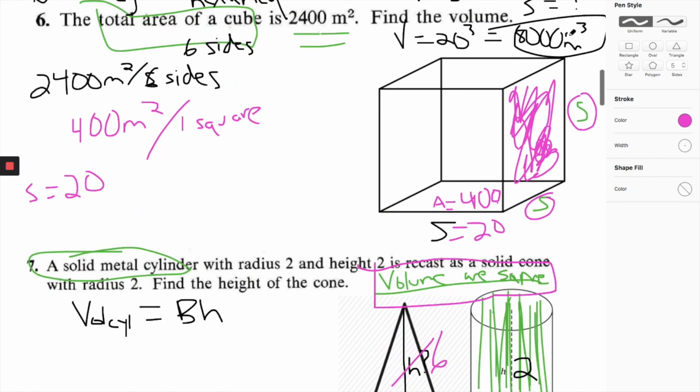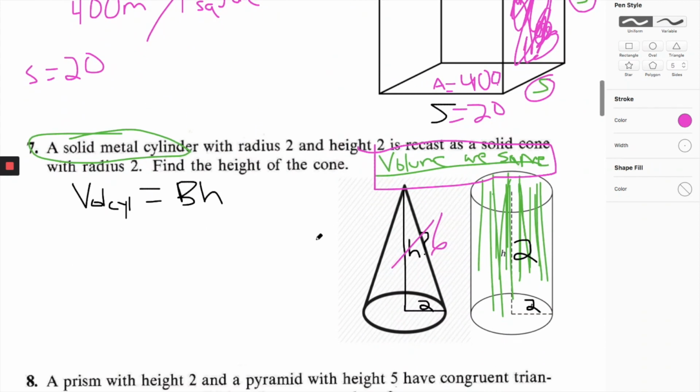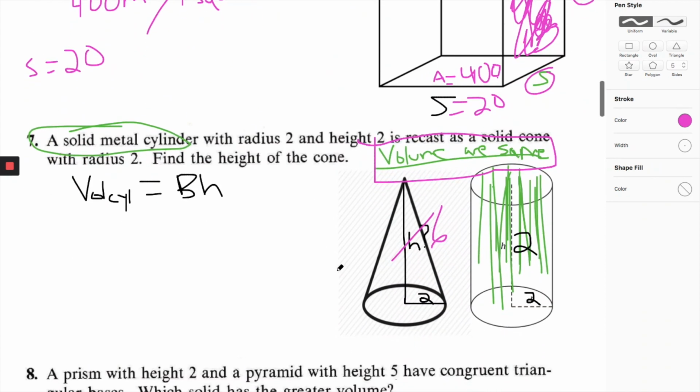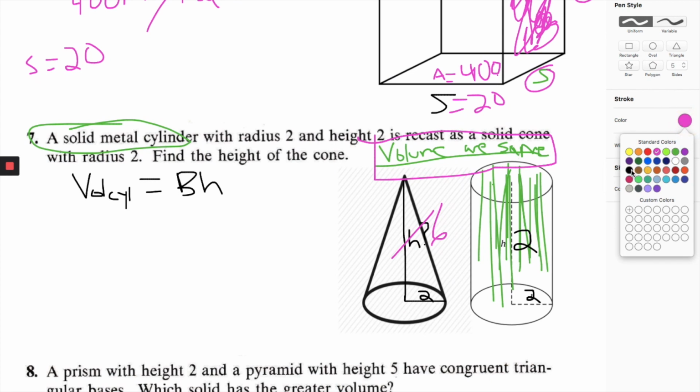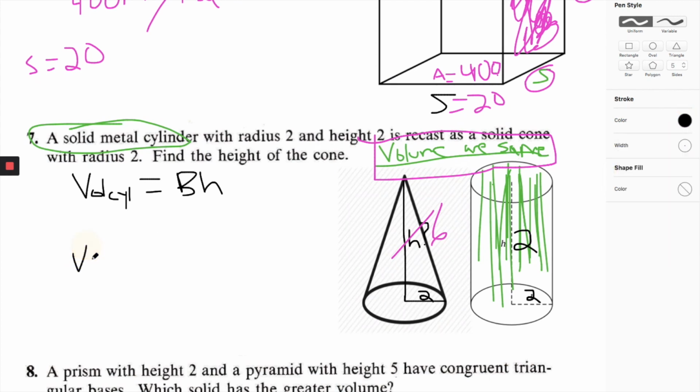We had 800 cubic meters here. We did the work, and we're going to do the work for this one too. This one's going to be 6 because, hey, what do you know about the volume of a cone formula? Volume of a cone equals a third base area times height.